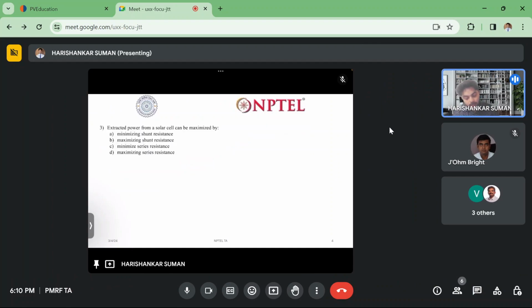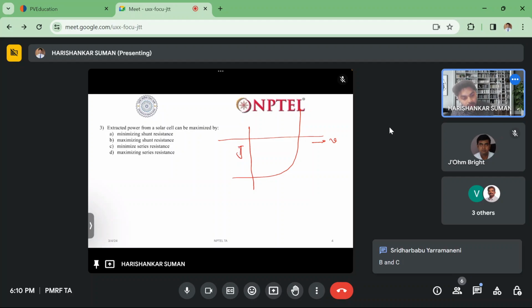Next question. The extracted power from a solar cell can be maximized by. These are the options: minimize shunt resistance, maximize shunt resistance, minimize series resistance, maximize series resistance. There are series and shunt. You know the IV characteristic of a solar cell. This is the J, this is the applied voltage V, this is the current. B and C. Maximize the shunt, minimize the series. And others, please.